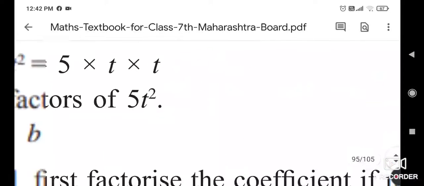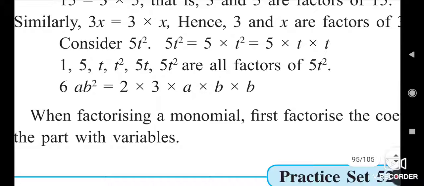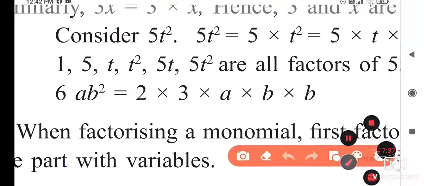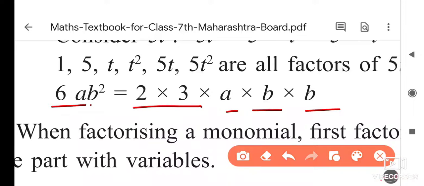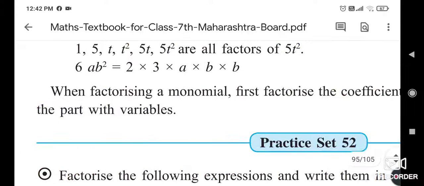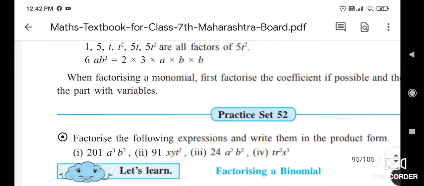Same way, one more example is given to us, that is 6ab square. 6 means 2 threes are 6. A stays as it is. B square means b into b. In this way, this is the factorization we have to do.